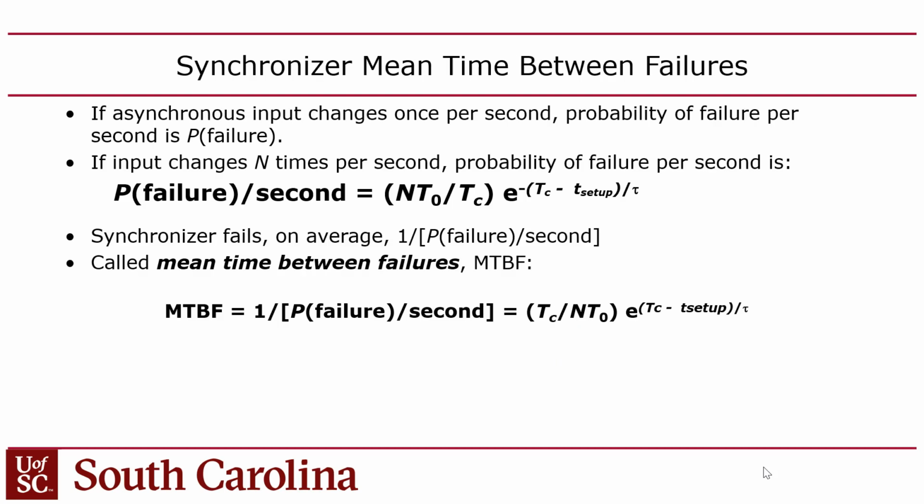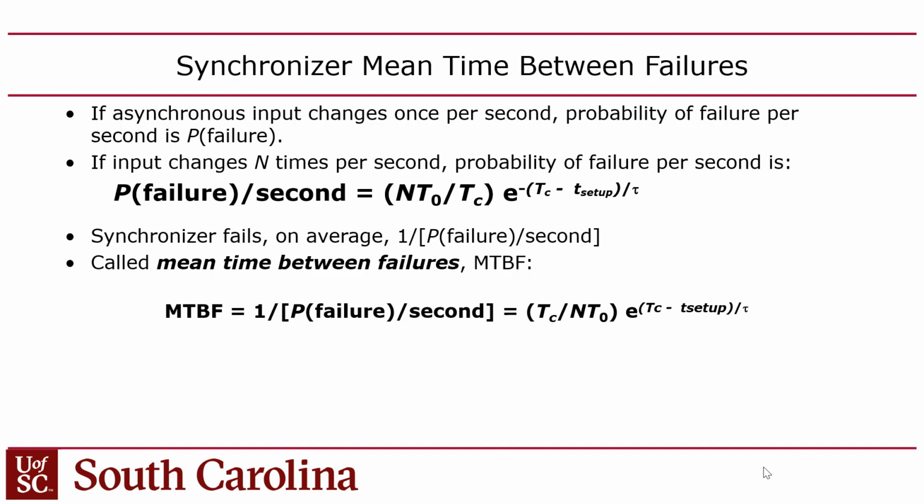Okay, so how do you calculate the time between failures of a synchronizer? And again, a failure is defined as when the output of the synchronizer, which is the second flip-flop connected in series, goes into metastability. How do you figure that? How do you get an estimate of how often this is going to happen?